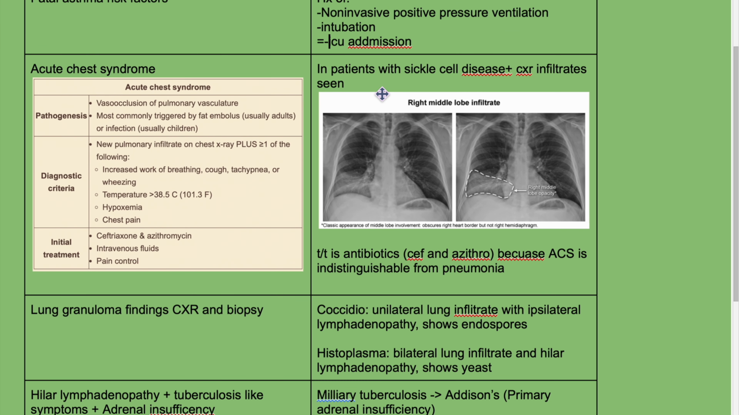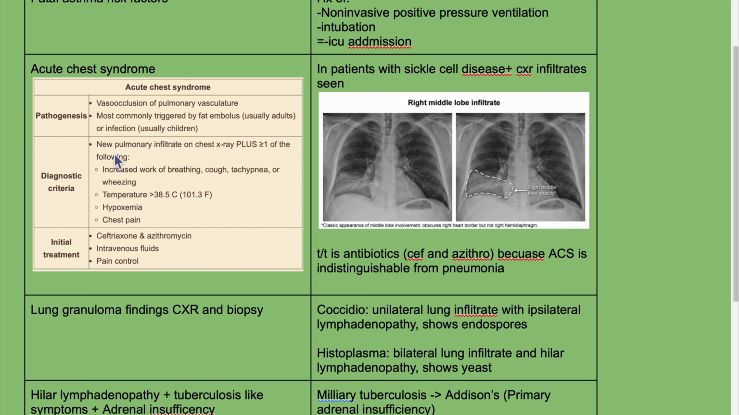Treatment here is antibiotics, ceftriaxone or azithromycin, because acute chest syndrome is indistinguishable from pneumonia, so you have to cover your bases. Pathogenesis is vaso-occlusion of pulmonary vasculature. That is important, that's what acute chest syndrome is. Vaso-occlusion of pulmonary vasculature, most commonly triggered by fat embolus, usually in adults, or infection, usually in children.